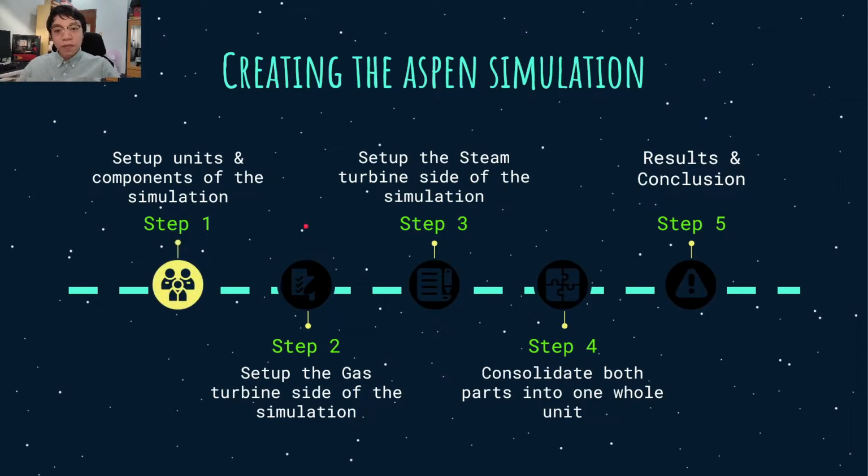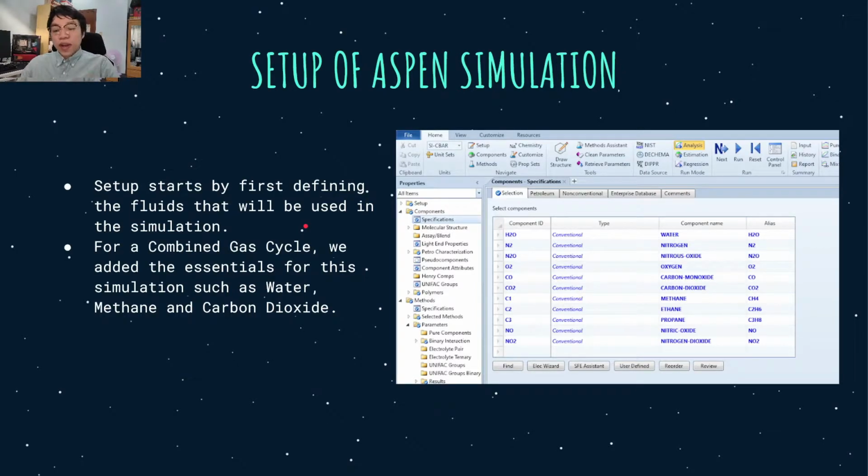We're going to start with the setup of units and components. Aspen generally doesn't know what components or what chemicals or what compounds you're even going to use for the simulation. So this is where we put the general components or chemicals that we may be using. For this case, we will be putting the typical chemical components that we'll be seeing in a typical cycle, like water for our steam turbine, methane for the gas turbine.